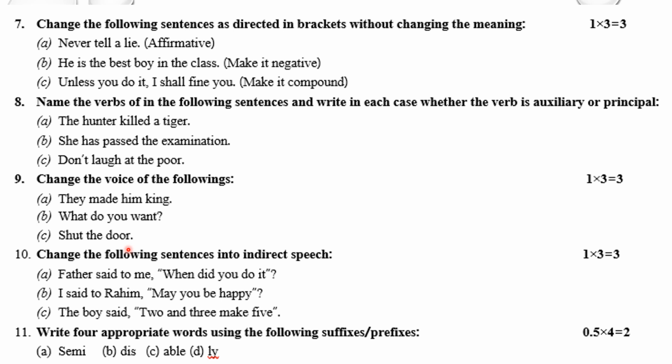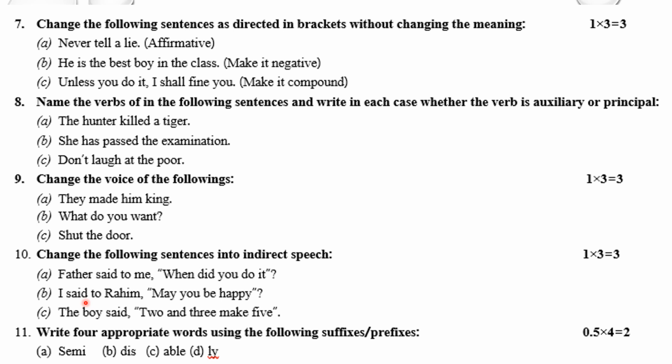Number 10 question. Let's see. Change the following sentence into indirect speech. You know that speech means narration, and narration is of two types: direct narration and indirect narration. In direct narration, you have to change it to indirect. Father said to me, "When did you do it?" Answer may be: Father asked me when I had done it.